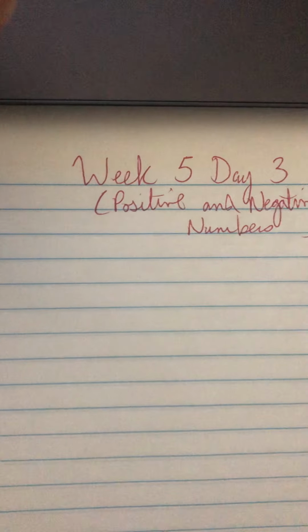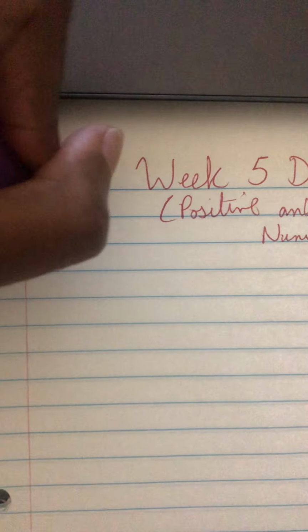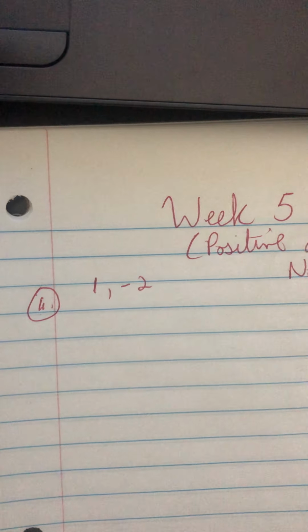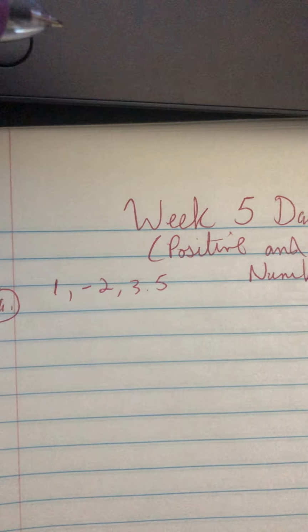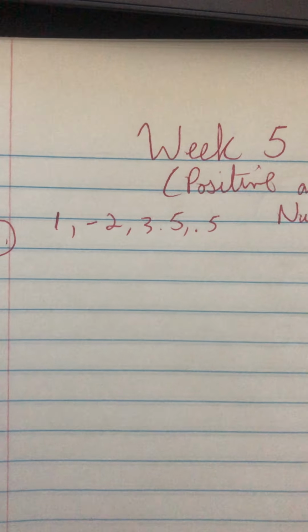So the first question is, use the thermometers above, right? So we see the thermometers. Read them closely and identify the proper set of temperatures. There are different temperature sets. When we read the thermometers, the first one is 1, the second one goes down to -2, the third one goes to 3.5, and the fourth one goes to 0.5, right? So those are all of the thermometer readings.